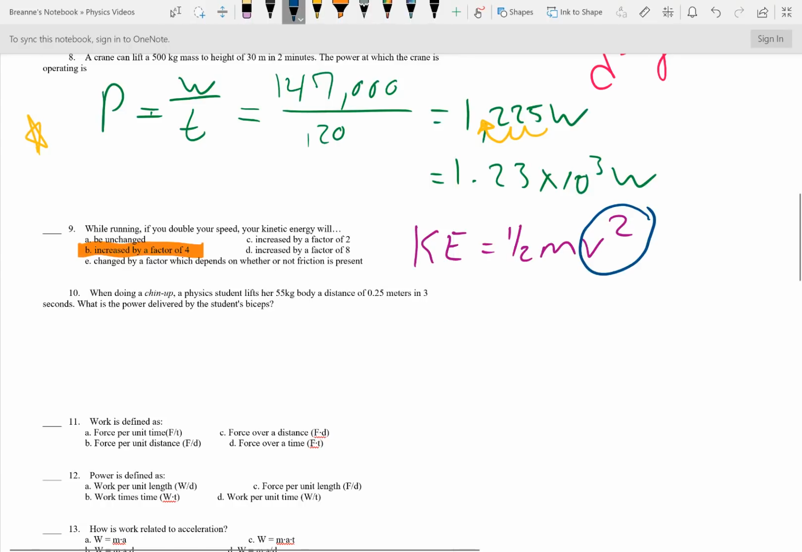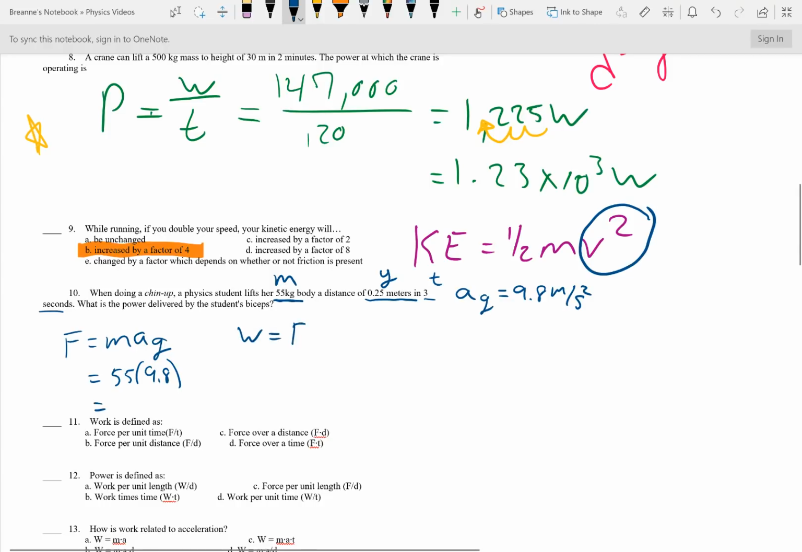So again, let's get our givens. We have the 55 kilograms, that is our mass. We have the 0.25 meters, that is your distance, and it's lifting up, so that's your y. And then the 3 seconds, that is your time. And remember, since it's lifting up, we always have the acceleration due to gravity, which is 9.8 meters per second squared. So again, we have to find the force first. That's your mass times acceleration due to gravity. So 55 times 9.8. And then you have to do your work equals your force times your distance. In this case, it's y.